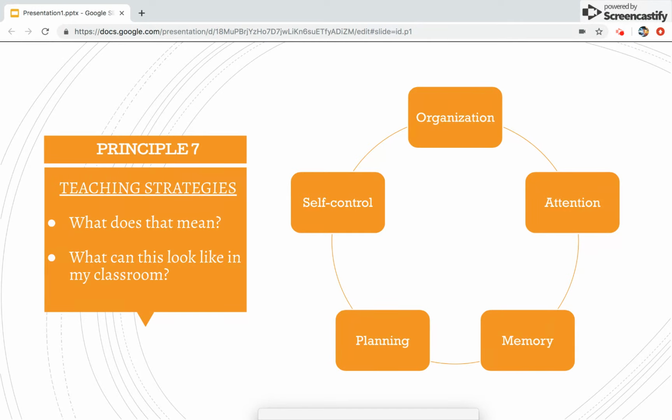The student being able to have the attention to learn, having the self-control to maintain their body and their language and their ability to pay that attention, the organizational skills, the planning that you have as a teacher before the lesson even starts, and of course, memorization. What is the kid remembering? What are they taking away, and what can they use down the line for themselves? So, what's that going to look like in your classroom?